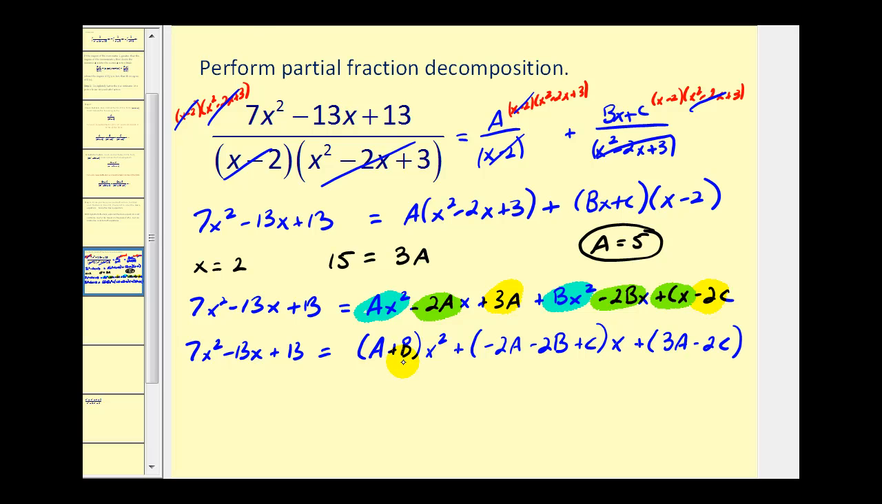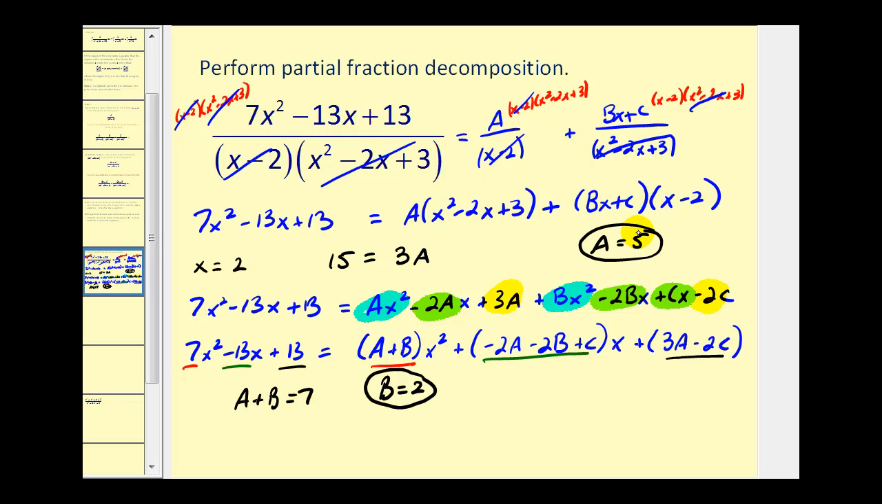Now we're going to match up the coefficients, meaning A plus B must equal 7, the x coefficient must equal negative 13, and the constant term must equal positive 13. Let's start with A plus B must equal 7. But remember, we already found that A was equal to 5, so if A is 5, we know that B is going to equal 2.